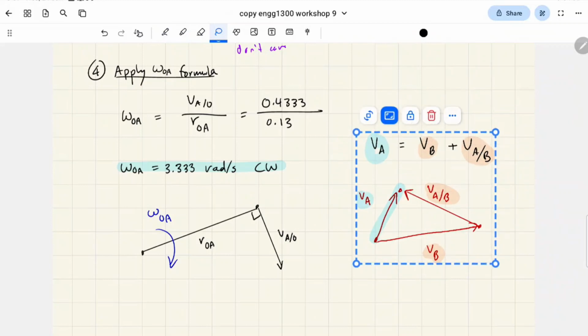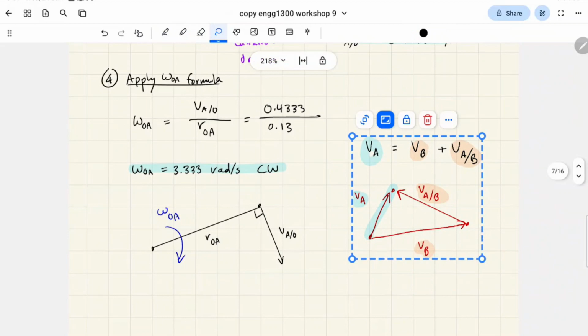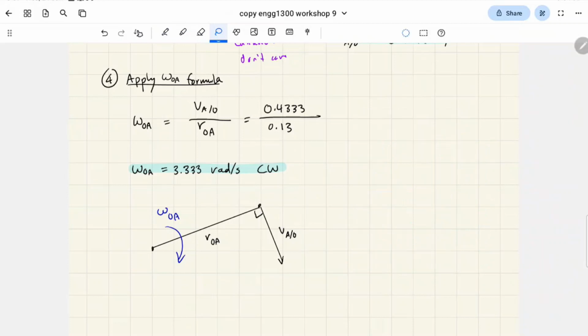Is anyone copying that down? Yeah, sorry. I probably should have started with that. I mentioned it earlier in the relative velocity for particles workshop, but we're going to be using that a lot here, so just, yeah.